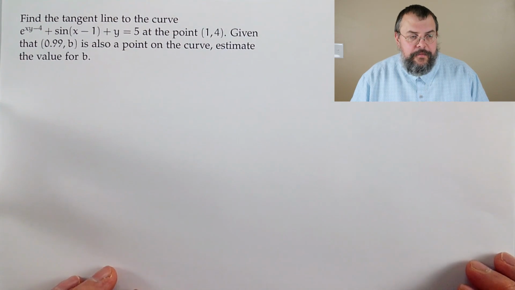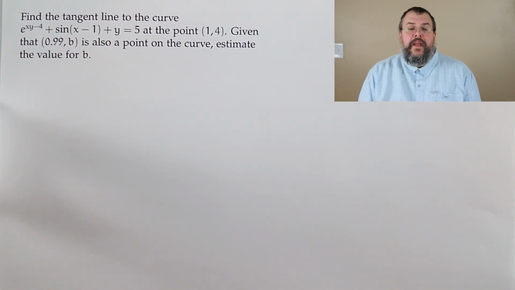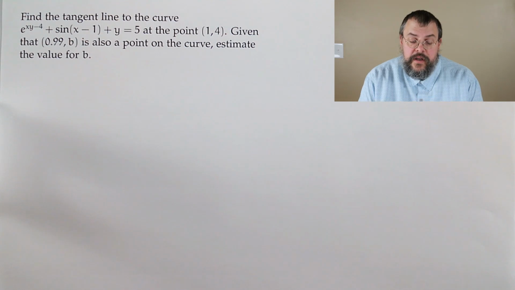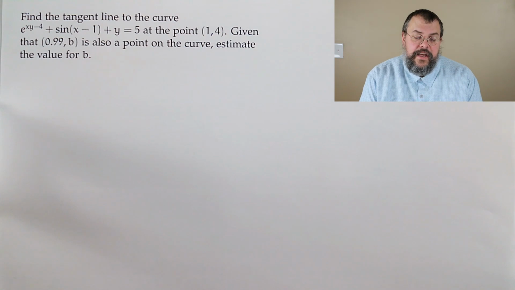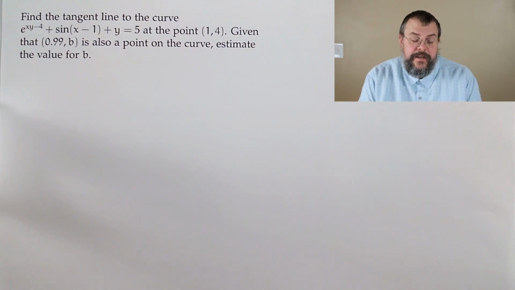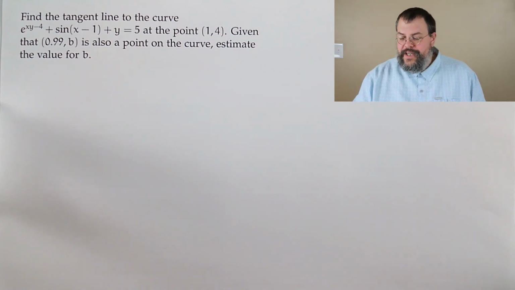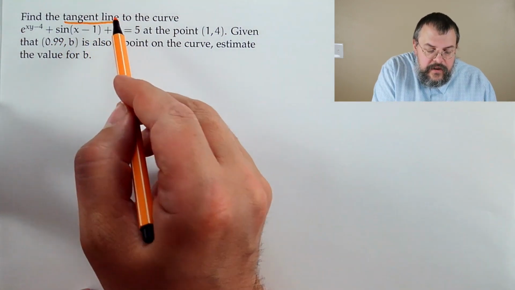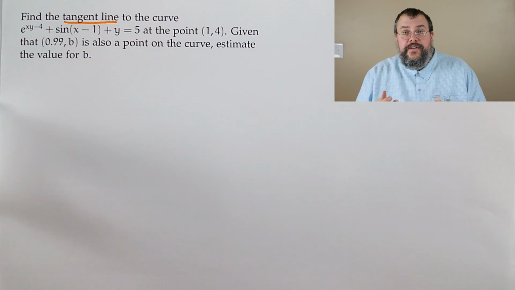Good. Now, next problem. Find the tangent line to the curve e to the power xy minus 4 plus sine of x minus 1 plus y equals 5 at the point 1, 4. And given that 0.99 comma b is also a point on the curve, estimate the value for b. All right. Now, you might say, hey, how does this have to do with linearization? Well, it says right here, tangent line. See, tangent line is really just linearization.